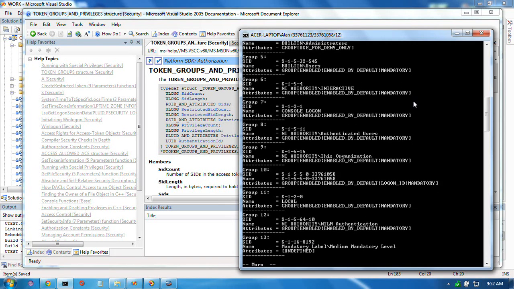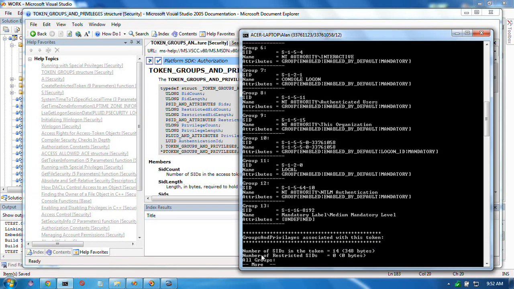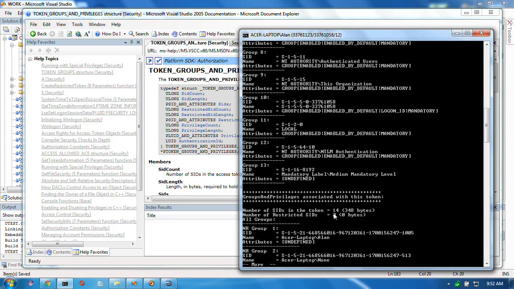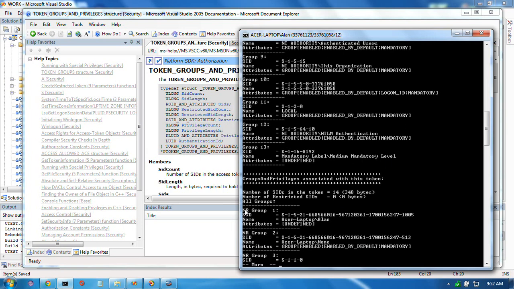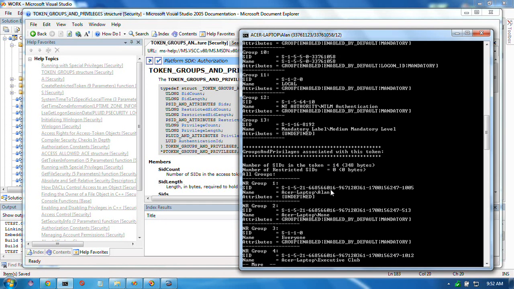However, in the groups and privileges list, the count is 14. And why does it count 14? Because it includes one extra entry, which is me. And I'm not a group. So I can definitely tell you that this list is the one you want to look at for the purpose of your security context.